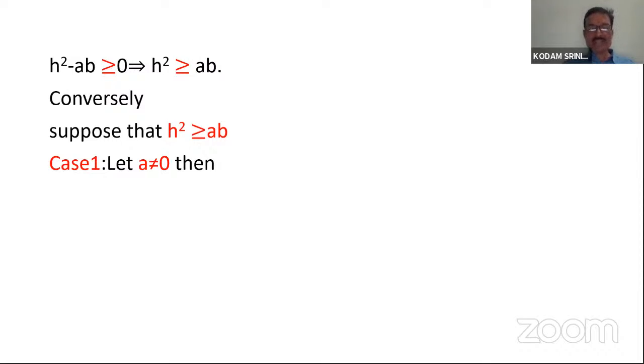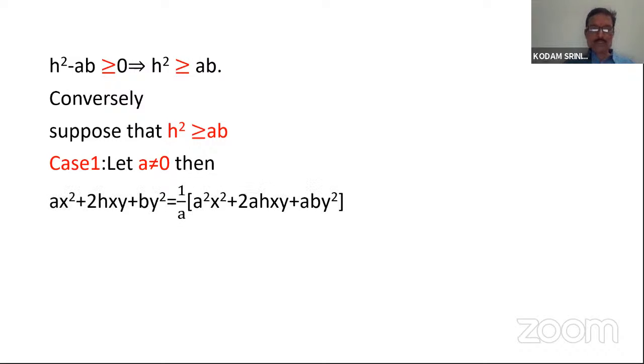So in this converse part, we will have two cases. First one is A not equal to 0. Second case is A equal to 0. By taking the first case, A is not equal to 0, now here A not equal to 0 means what? A is a non-zero number.